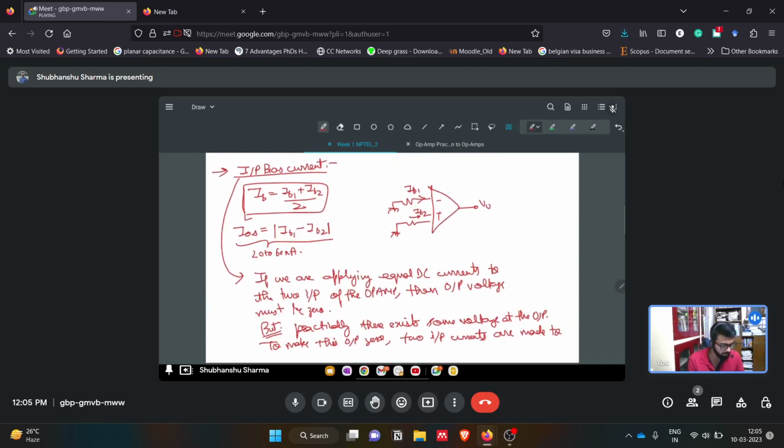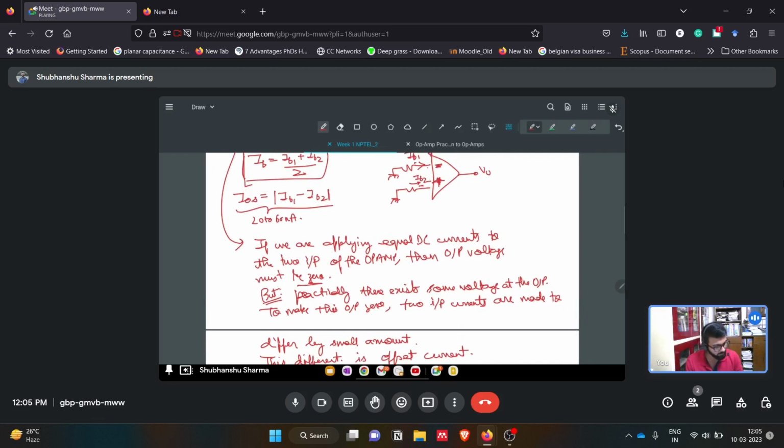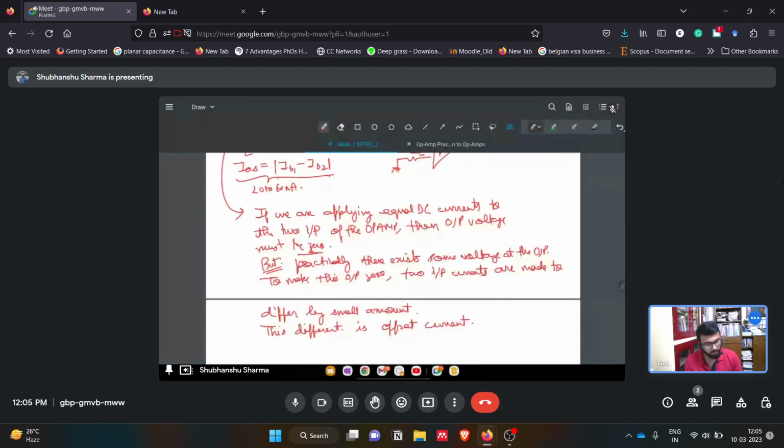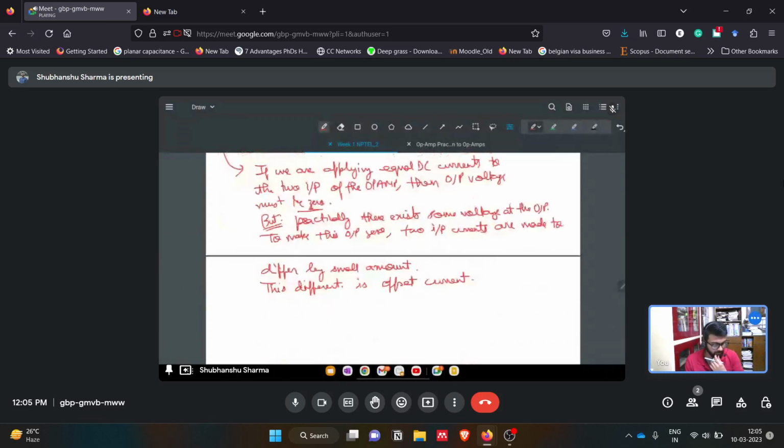So we are saying when we apply equal currents to both the negative and positive terminals of the op amp, since they are equal, ideally we should get zero output, but still there is some output. Why? Because of the bias currents in the negative and positive terminals of the op amp. If we apply input currents with some difference, that is IB1 minus IB2, then that current will make this output go to zero. That is what offset current is all about.